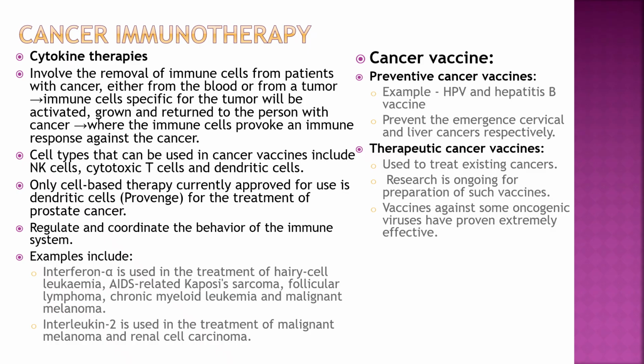Cancer vaccines are of two types, preventive and therapeutic. Preventive examples are HPV and hepatitis B vaccines, to prevent emergence of cervical and liver cancer respectively. Therapeutic vaccines are used to treat existing cancer, and research is going on for the preparation of such vaccines. Vaccines against some oncogenic viruses have proven extremely effective.